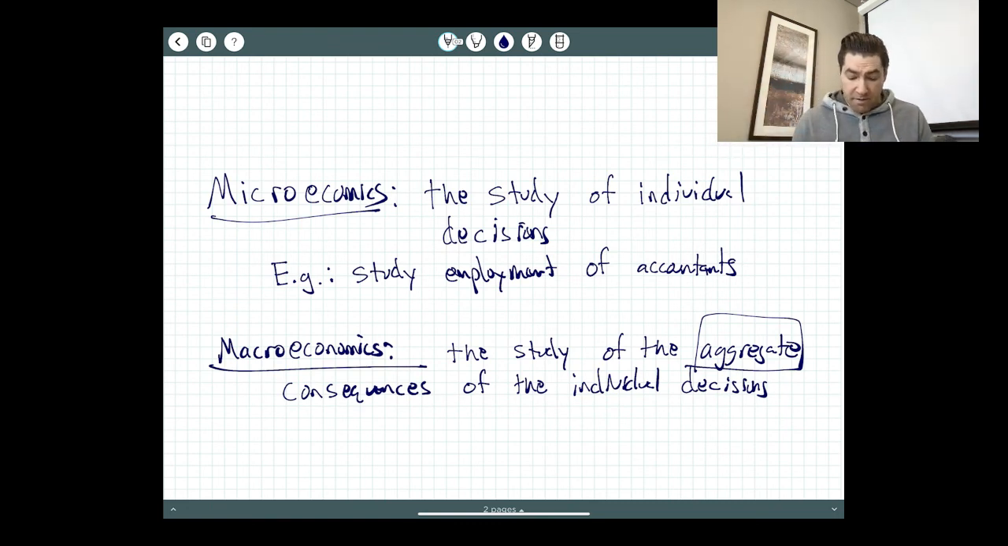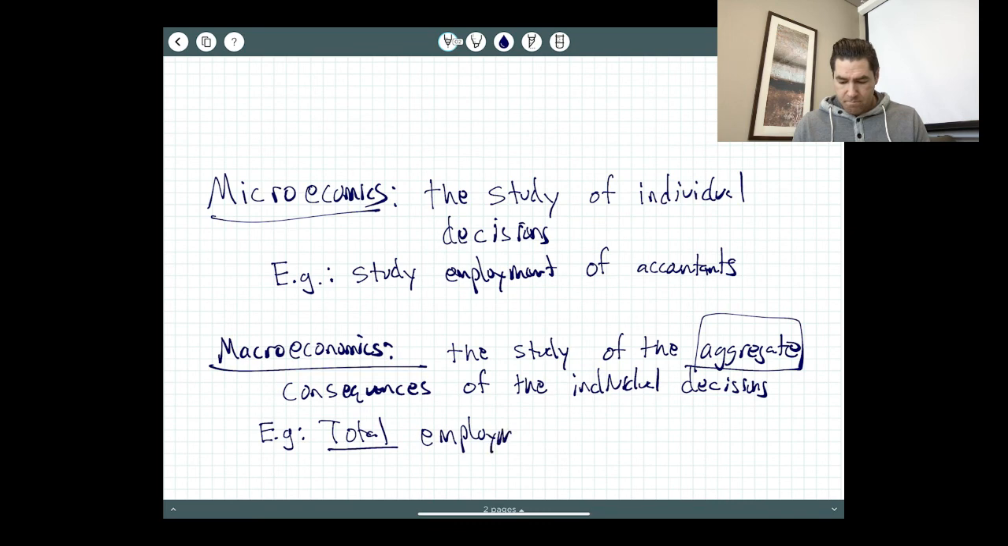And so to give an analogous example to the study of employment of accountants, I want to study the total employment in the economy, or aggregate employment, and what determines that. Now, of course, microeconomics, the study of the individual units, is going to be important to understand parts of macroeconomics. So we'll spend a little bit of time understanding some basic microeconomics and take that up to our study of macroeconomics. But those are the two main branches of economics, and that is the end of our study of learning objectives 1 and 2.